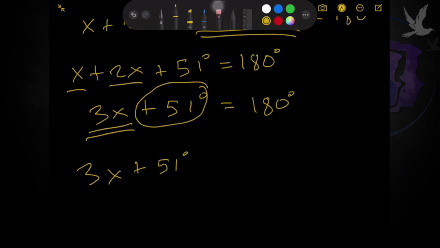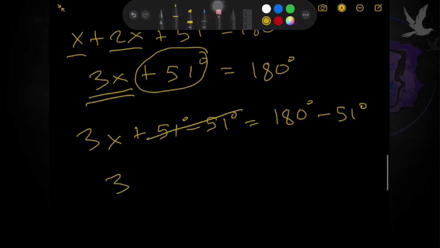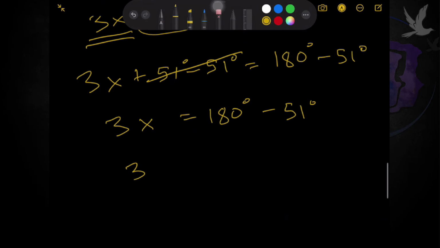To remove a positive 51, you need to apply the opposite of it, which is negative 51 or minus 51 degrees. And then again, the simple rule, what you do in one side of the equation, you should also do it on the other side of the equation. So 51 minus 51 is equivalent to 0. You're now left with 3x equals 180 degrees minus 51 degrees. So rewriting further, 3x is equivalent to 180 minus 51.